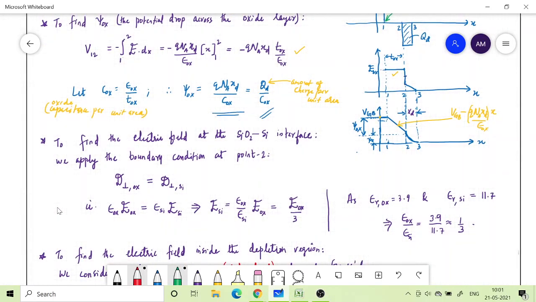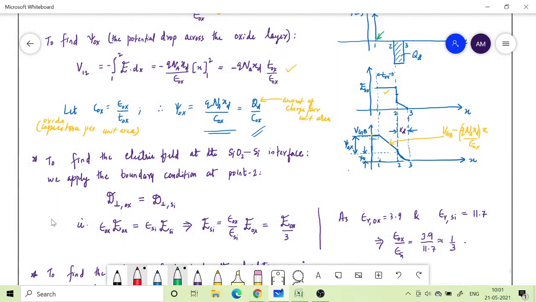Okay, so before we do that, there is another important thing that we need to take into account, which is the change of permittivity when you go from oxide. So inside the oxide, the permittivity is what? The permittivity is epsilon ox. But when you reach the semiconductor, the permittivity is going to be epsilon of silicon, and they are very different.